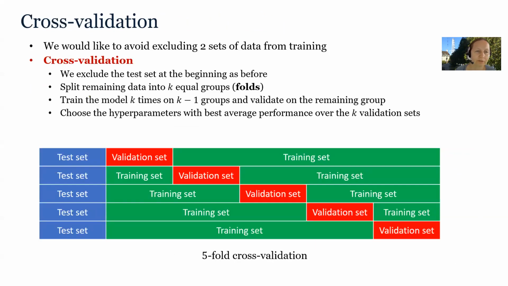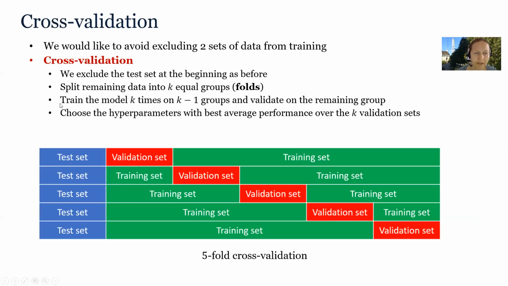So sometimes we would not like to exclude two sets of data from training because this decreases the quality of the model. So instead, we can use an approach that is called cross-validation. We will exclude the test set as before, but rather than excluding a validation set, we will split the remaining data into k groups that are also called folds.